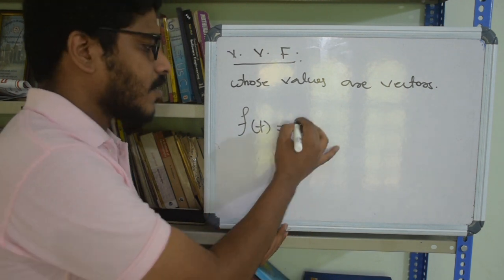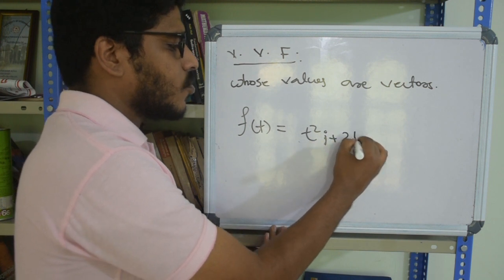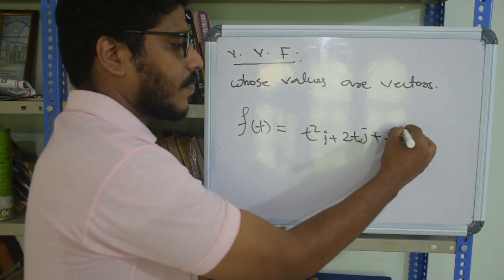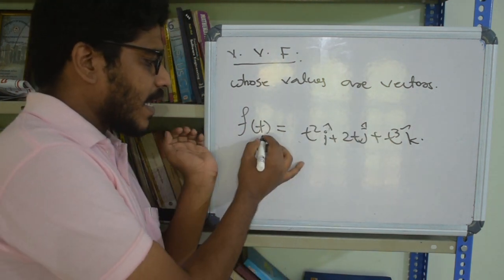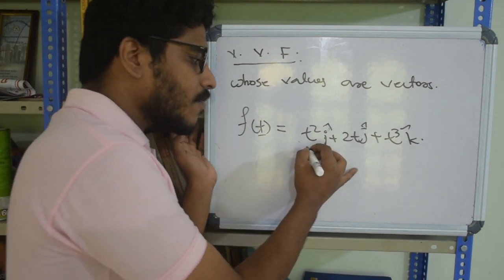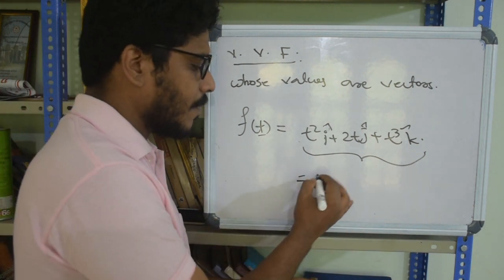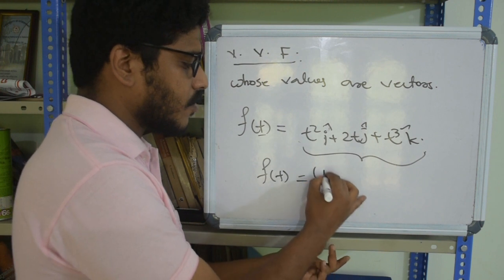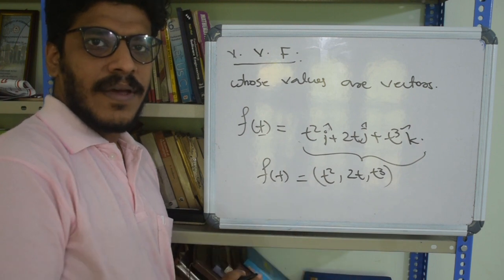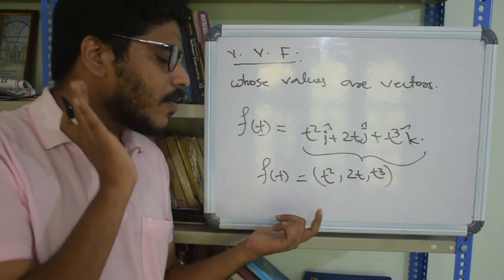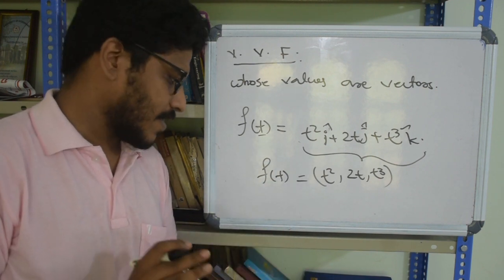But instead, if we have a vector as the value of the function, for example, let f of t equal t squared i plus 2t j plus t cubed k. See, a function can happen in this way as well. Here we had a scalar, a real number, but the value of the function is not a real number but a vector. As we have seen before, this may also be denoted as f of t equal to (t squared, 2t, t cubed). We may not use i, j, k always. Such a function whose value is a vector is called a vector valued function.